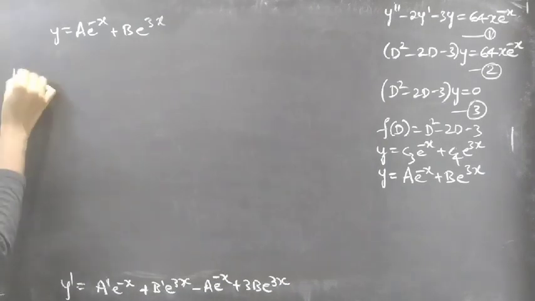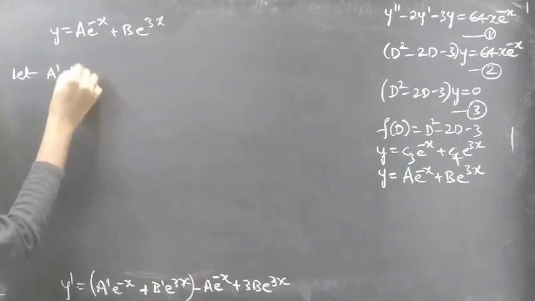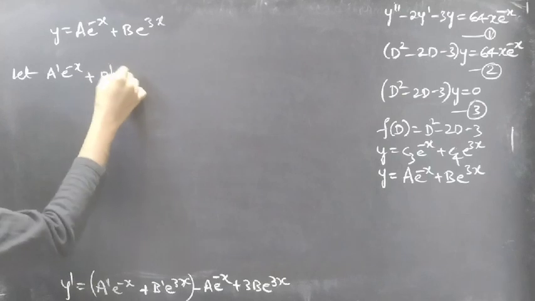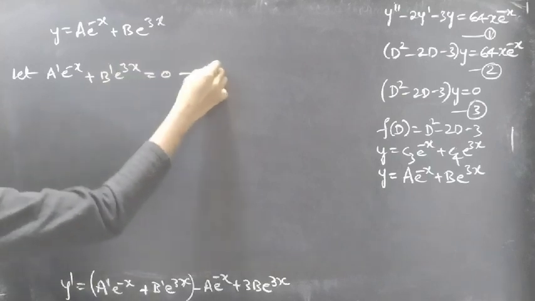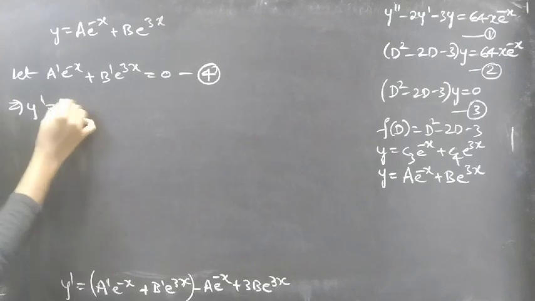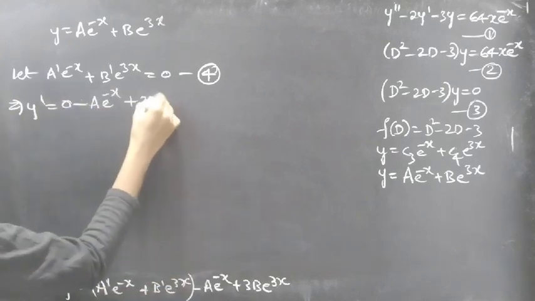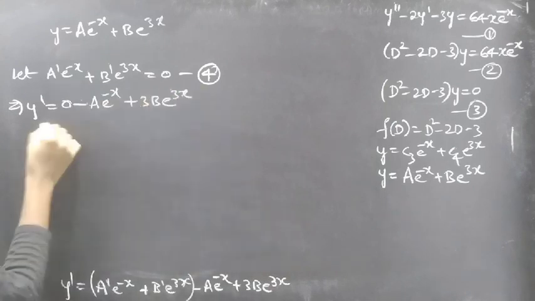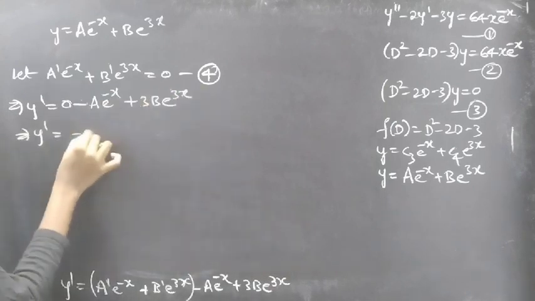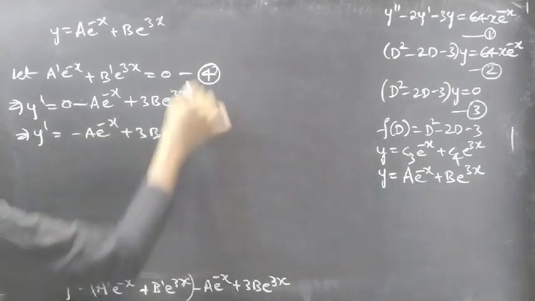Let a' e^(-x) plus b' e^(3x) equal 0, considered as equation 4, so that a'' and b'' will not appear while finding y''. And y' becomes 0 minus a e^(-x) plus 3b e^(3x), right? Or y' equals minus a e^(-x) plus 3b e^(3x). So we got y' now.